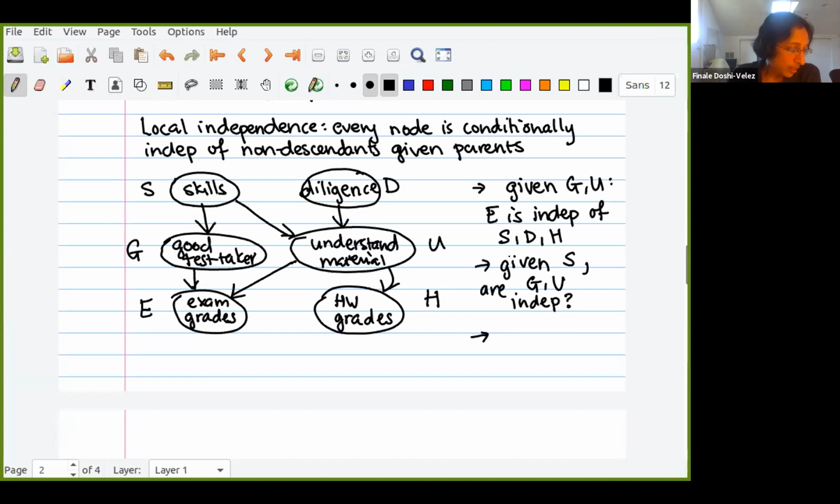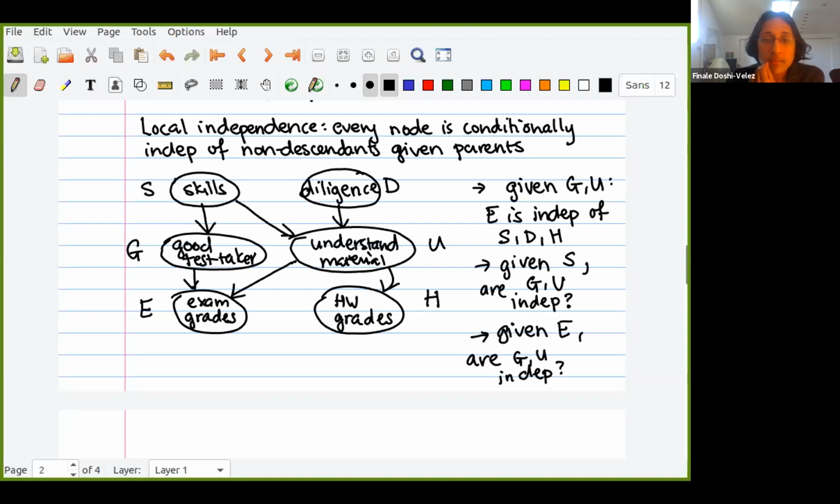Here's another one. So does conditioning always create independences? So given now E, so you see someone has done well on their exam, are G and U independent? Again, you can just drop in the chat your thoughts. There's a bunch of no's coming up. Great. All right. And what's the reason for that?